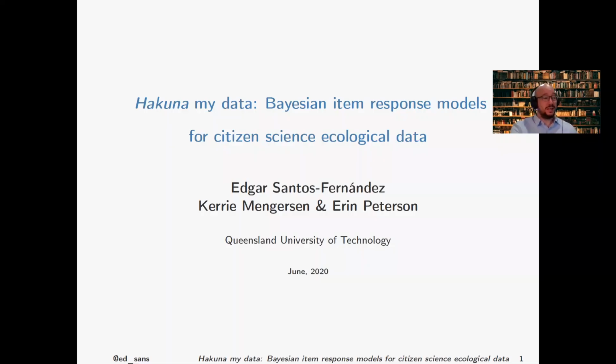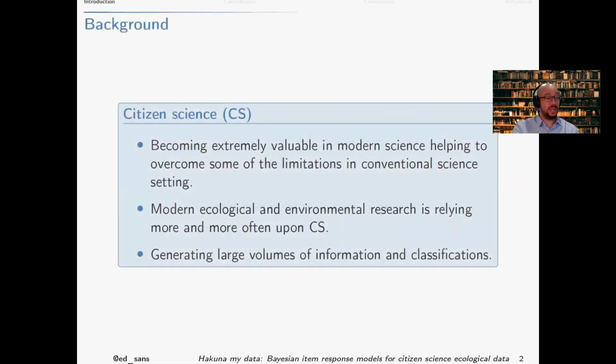Hello everyone. In this presentation, we introduce a new family of item response models designed for ecological citizen science data. This is useful if you have a citizen science project involving the classification of images of different species. Suppose you want to obtain the latent category and assess how well the citizens perform.